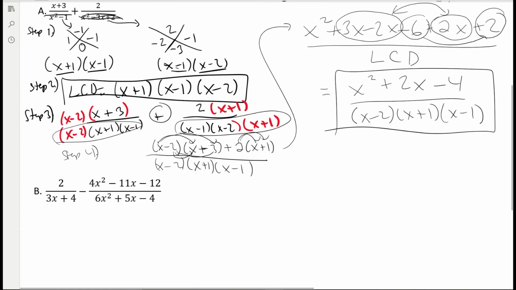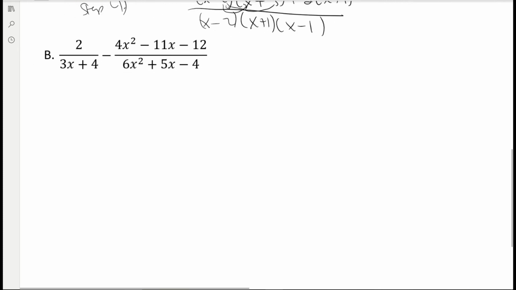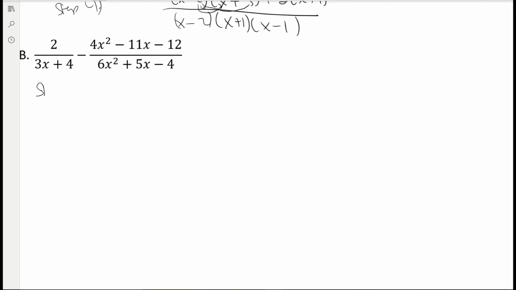All right, so for part B, we're going to do the same thing here. So step 1 is to see if all the denominators factor. Now this first denominator does not factor. There's nothing that you can do to that to make it any simpler. The second one does factor. So we're going to factor that.